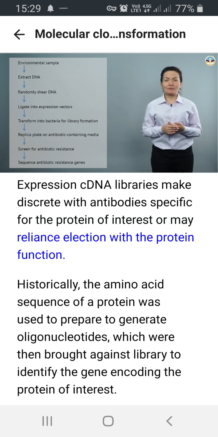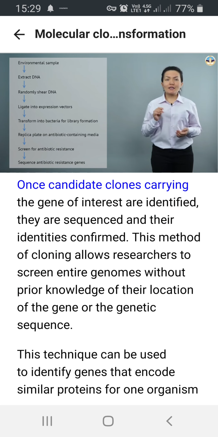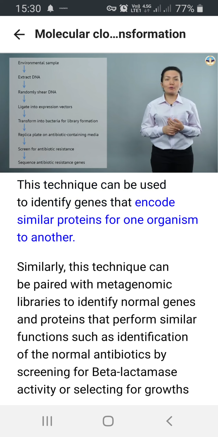Historically, the amino acid sequence of a protein was used to generate oligonucleotides, which were then probed against the library to identify the gene encoding the protein of interest. Once candidate clones carrying the gene of interest are identified, they are sequenced and their identities confirmed. This method of cloning allows researchers to screen entire genomes without prior knowledge of the location of the gene or the genetic sequence. This technique can be used to identify genes that encode similar proteins from one organism to another.